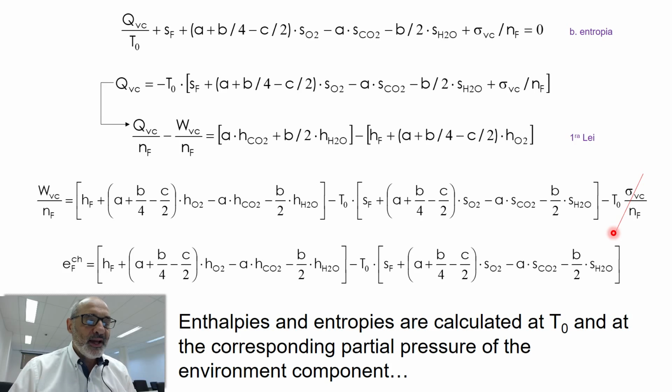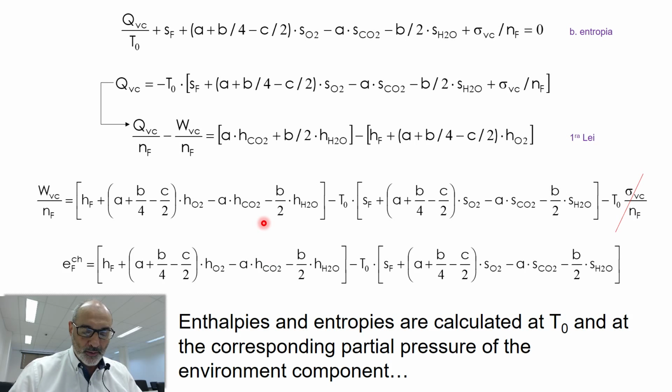Because I want to calculate the maximum amount of work. So the maximum amount of work happens when all processes are reversible, and this means that there is no entropy generation. So this term goes to zero, and this term becomes the specific fuel's chemical exergy. So the specific fuel's exergy is this term here. We're going to simplify it a little bit further, but an important observation right now: enthalpies and entropies are calculated at T0 and at the corresponding partial pressure of the environmental component.